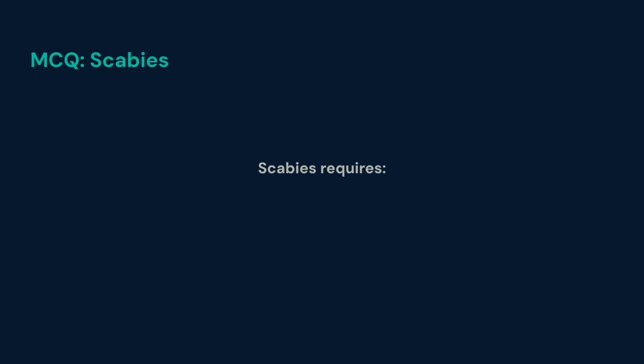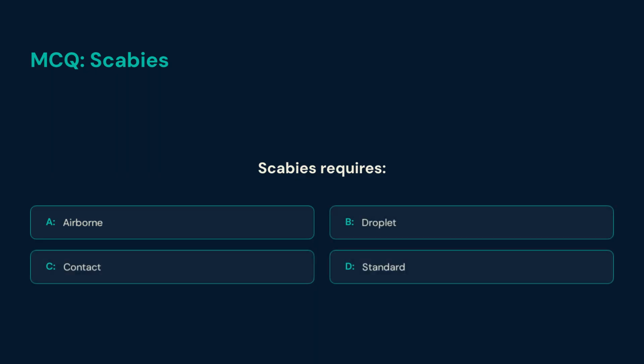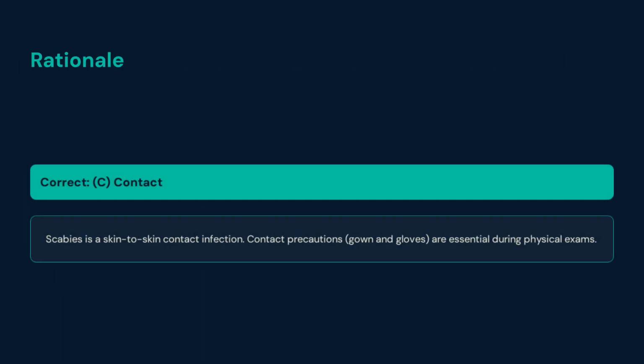Finally, let's discuss scabies. Scabies requires which precaution? A. Airborne, B. Droplet, C. Contact, or D. Protective isolation. The correct answer is C. Contact. Scabies is a skin infestation spread through direct, prolonged skin-to-skin contact, making contact precautions necessary.